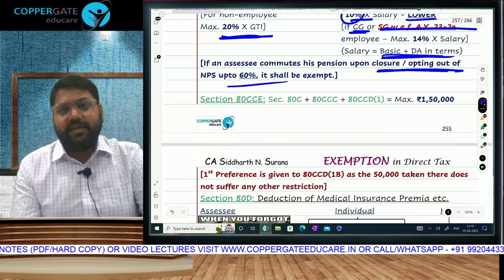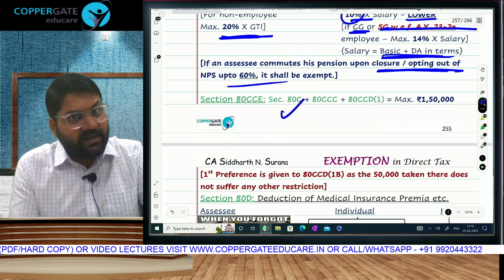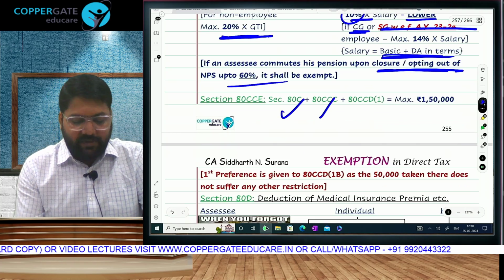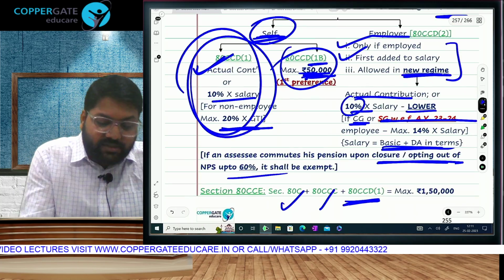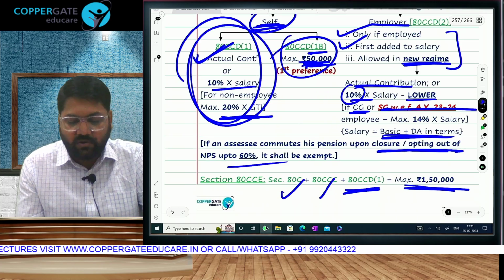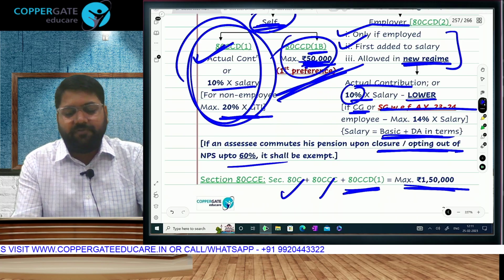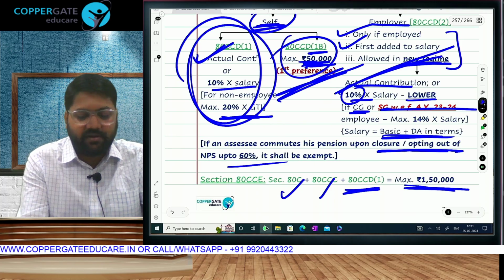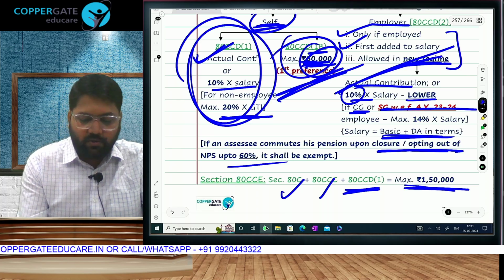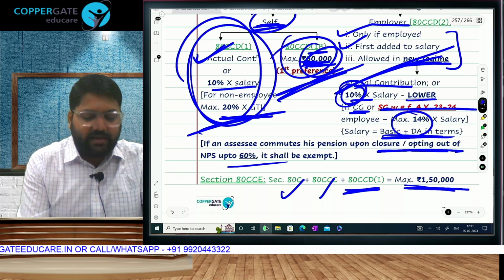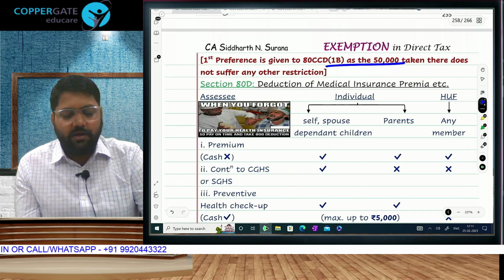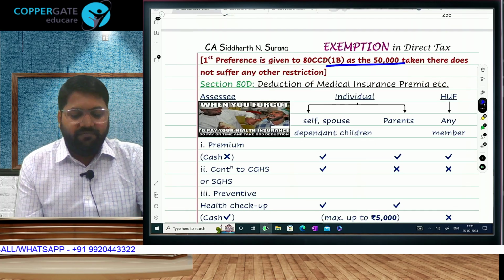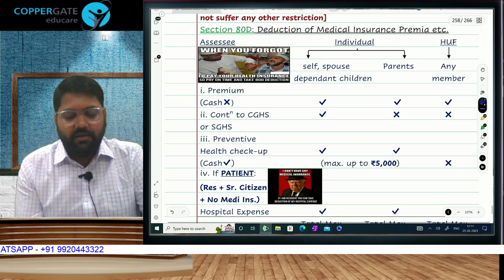A very important point: deduction under 80C, individual limit is 150; 80CCC, individual limit is 150; 80CCD1, only this part; that total will be restricted to 150. So this does not fall in the 150 limit, this also does not fall in the 150 limit. Here you have only 50,000 and here you have this 10 or 14%. The 150 limit is applicable only on this particular point, and I already told you first preference will be given to 80CCD 1B as it does not suffer any other restriction.